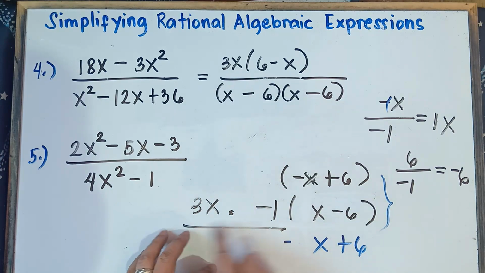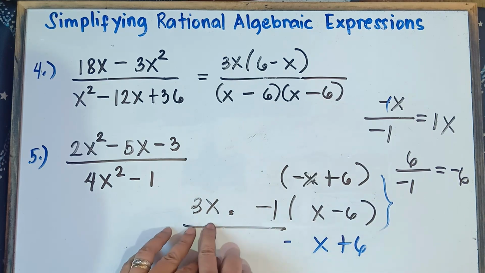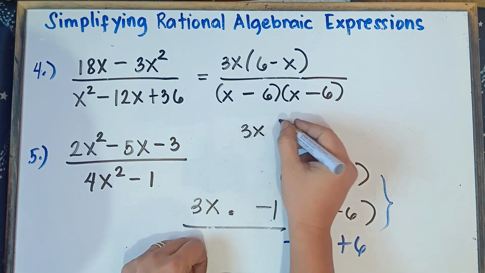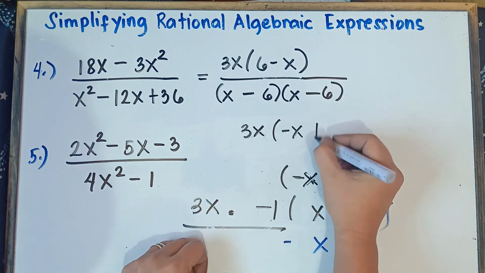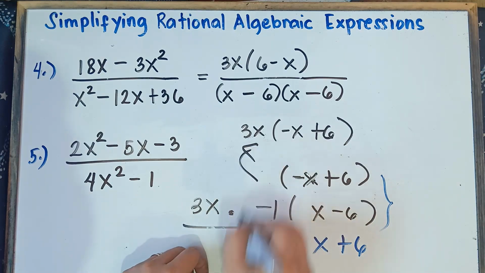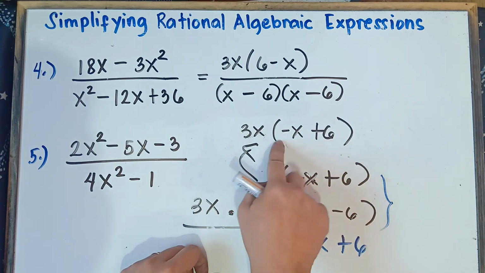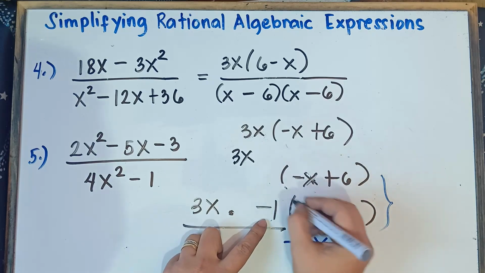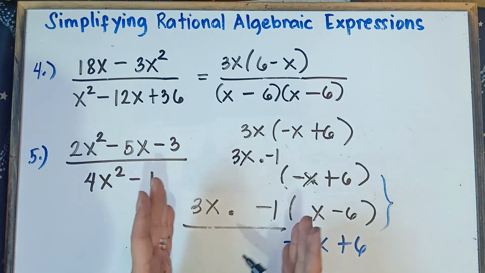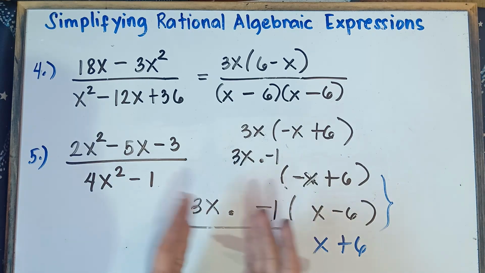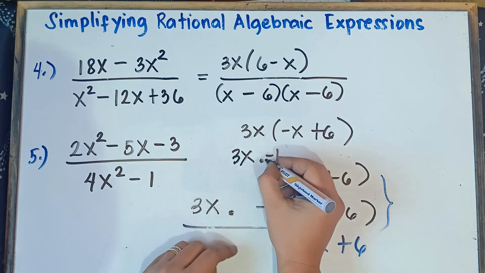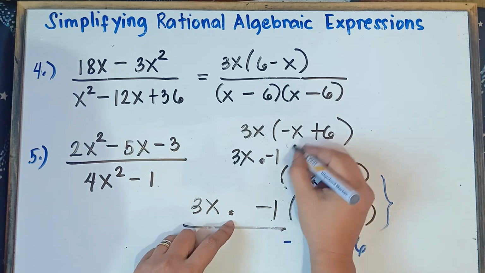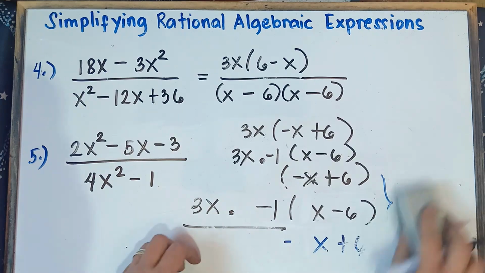Now, since we have 3x, we need to multiply this one: 3x times negative 1. We have 3x and then negative x plus 6. Once again, this is just the same. We factor this out by negative 1, so this should be 3x times negative 1. If the variables and letters are close to each other and you don't have an operation, it means multiplication. So we have 3x, then negative 1, and then x minus 6. I hope you're not confused, class.